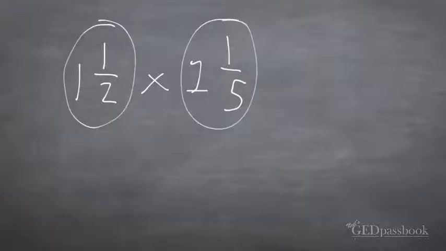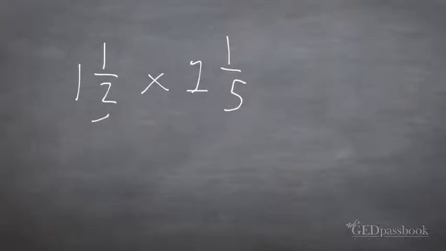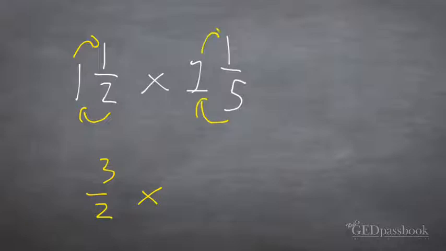Convert these into improper fractions. 2 times 1 is 2, plus 1 is 3 over 2, times 5 times 1 is 5, plus 1 is 6 over 5, and guess what? You multiply straight across now.